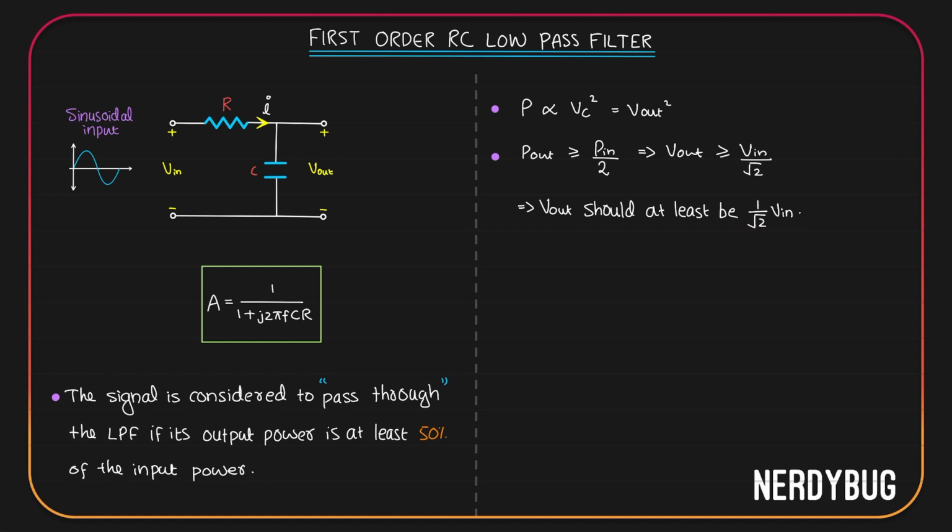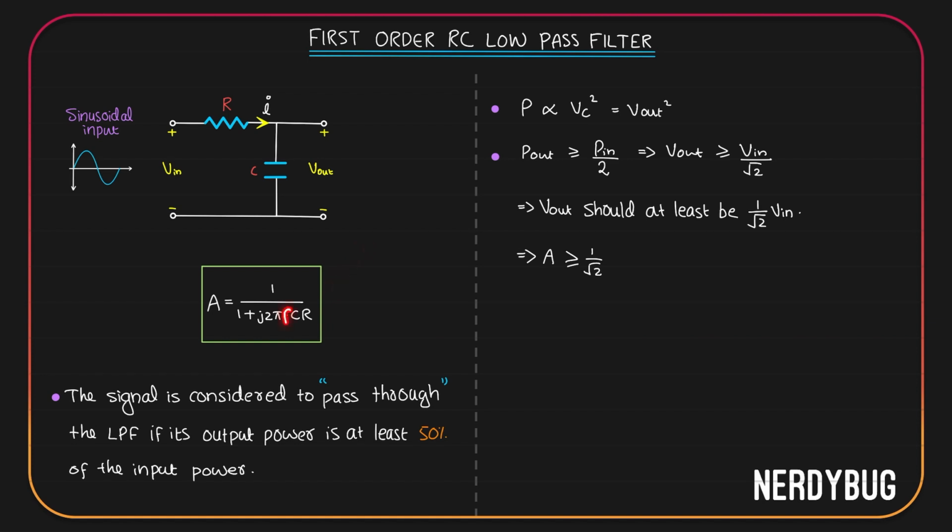Or by taking V input to the other side of this inequality, we can write V output by V input should be greater than or equal to 1 by root 2. But the ratio of output voltage to the input voltage is our gain. That means the gain should be greater than or equal to 1 by root 2. Let's take a look at the expression for gain.